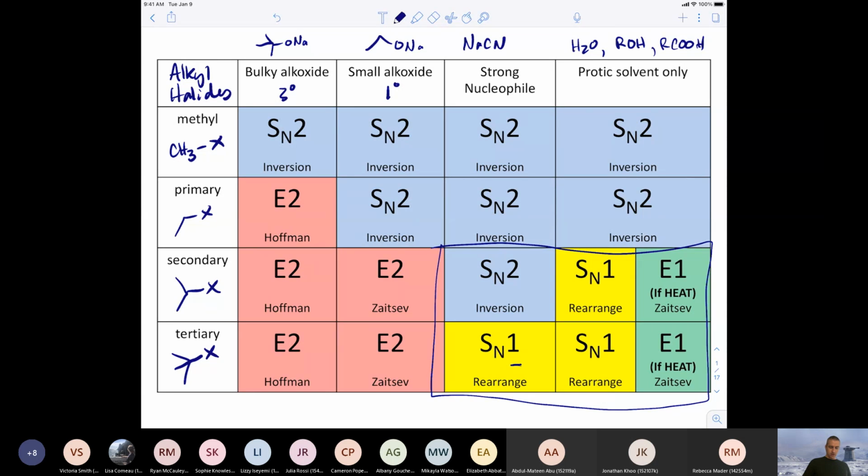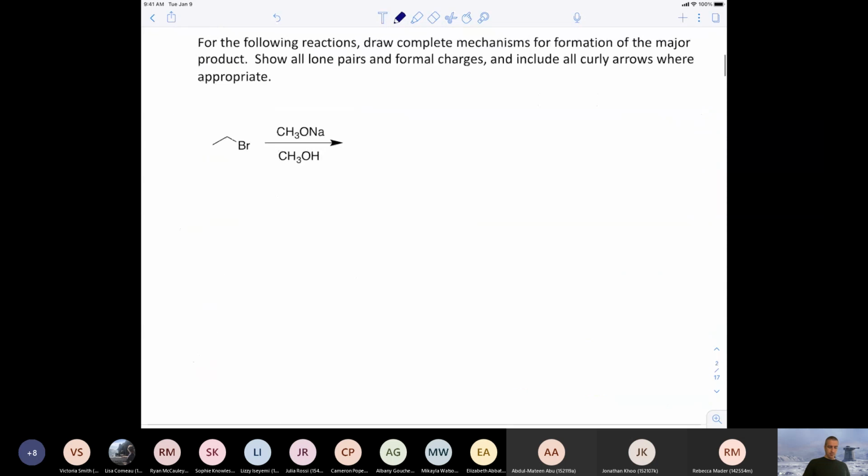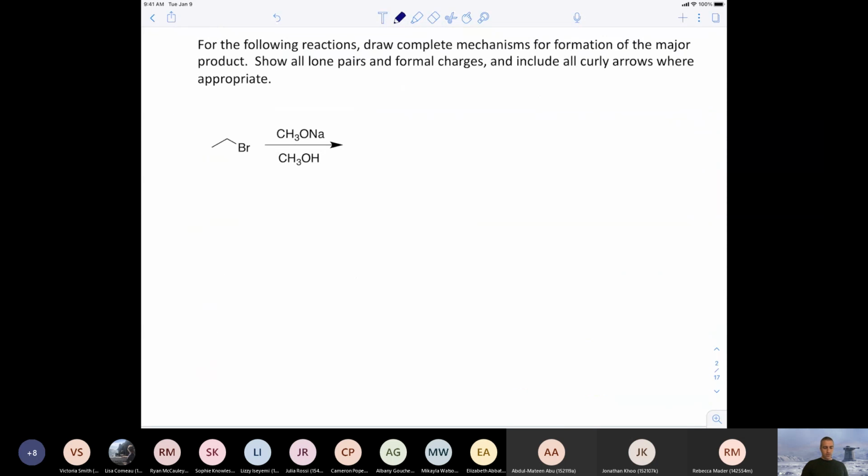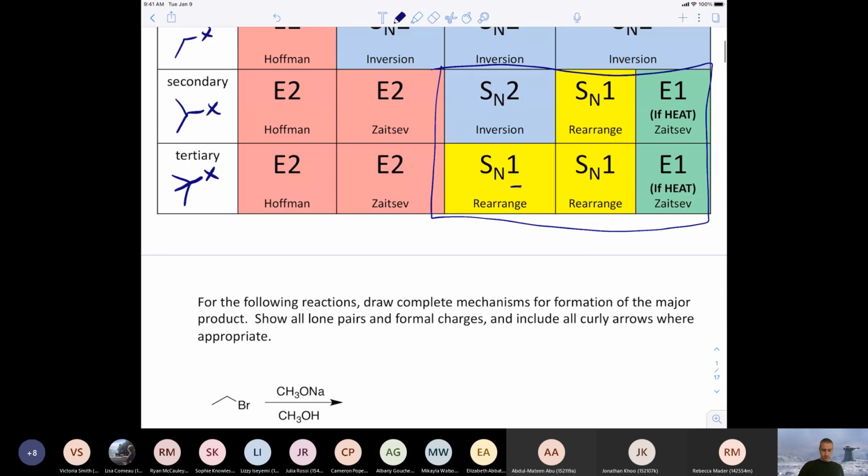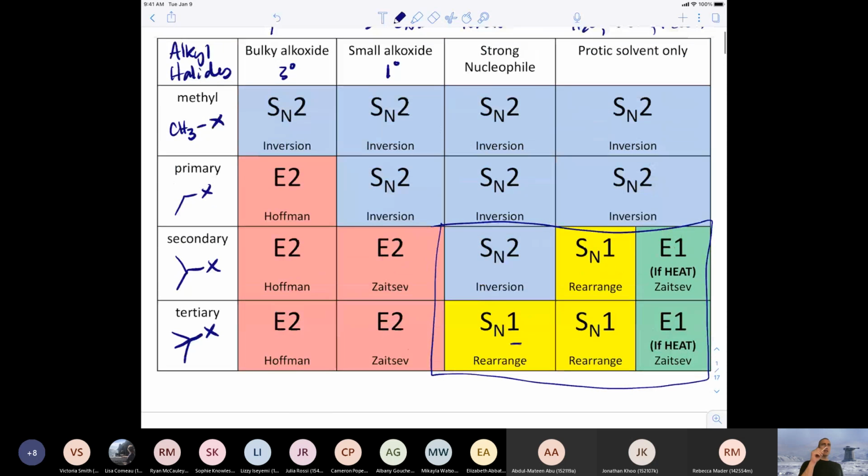Okay, let's go to a first example. For the following reactions, draw complete mechanisms for formation of the major product. Before I start this one, you can see there's little words written under each of these mechanisms. Some of them you may recognize, like inversion.